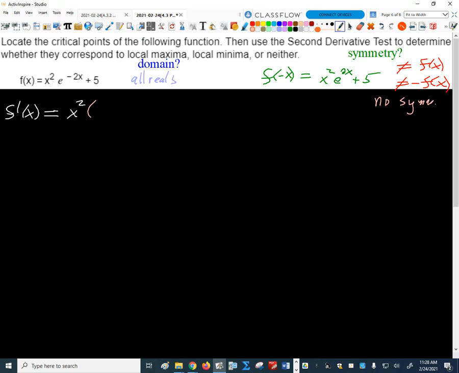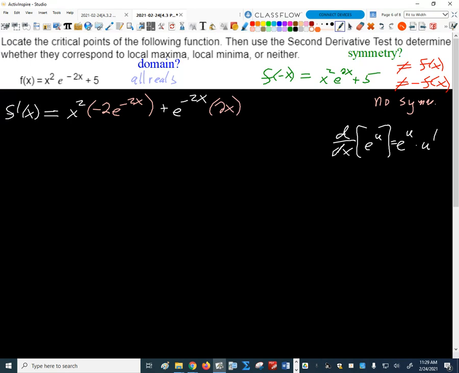Okay, so remember the derivative, let's remind ourselves about this one. The derivative with respect to x of e to the u is just e to the u times u prime, right? So e to the negative 2x times negative 2. There you go. So negative 2 e to the negative 2x. Good. Plus e to the negative 2x times 2x. Good. Okay.